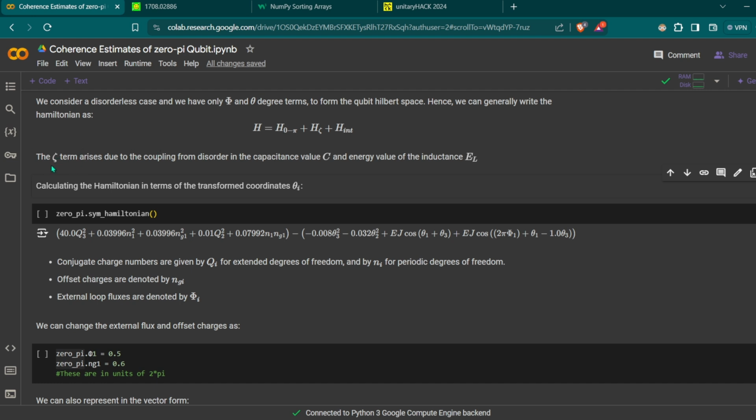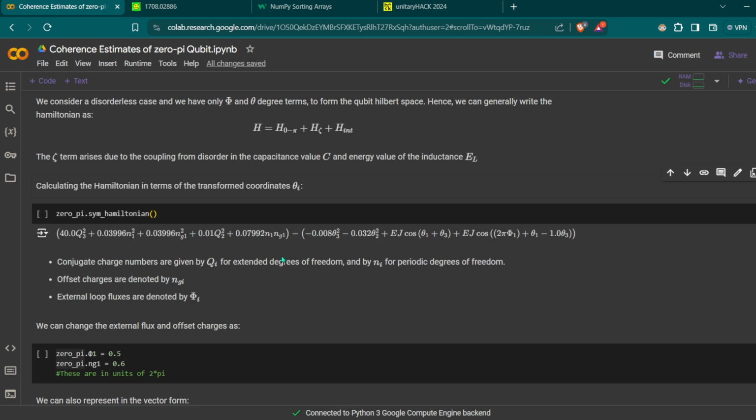Now, as I have mentioned here too, the zeta term actually arises due to the coupling from disorder in the capacitance value C and the energy value of inductance EL. Now we will calculate the Hamiltonian in terms of the transformed coordinates theta i. Using this method, we can directly get the expression in terms of the theta i's for the Hamiltonian of the system. So as you can see, it contains the terms Q and N and Ng.